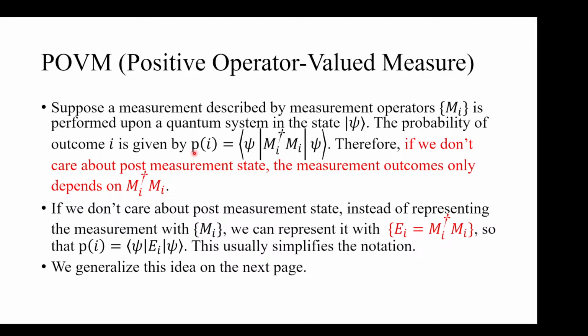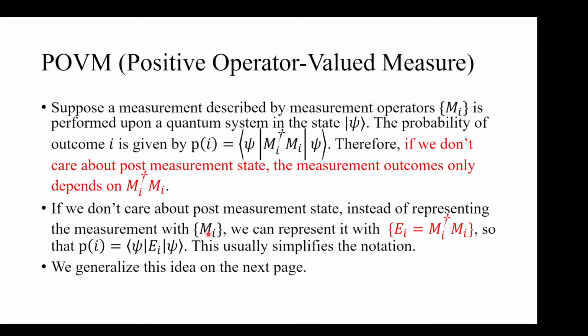Okay, and why do you want to do this? This is just less information, and you're still recording a set of matrices. It turns out that sometimes this is a simplified notation, because a lot of the time you don't really care about the post-measurement state. You only do a measurement and you are not going to use that state to do anything else. When you only care about the measurement probability, then writing E_i down is easier than writing M_i down.